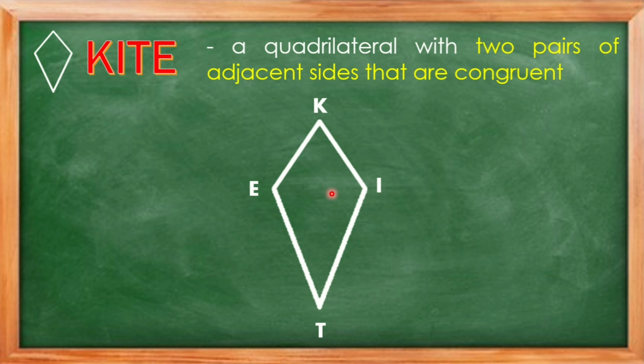So, palagay ninyo, alin sa mga sides dito ang dalawang pairs na congruent ang sides. Okay, so napaka-obvious na yung side EK ay congruent kay side IK. Tapos, si side ET ay congruent naman kay side IT. So, in notation, we have EK is congruent to IK, ET is congruent to IT.